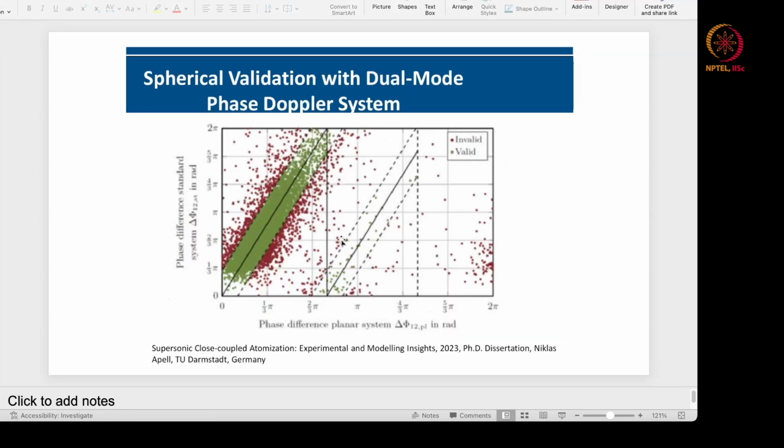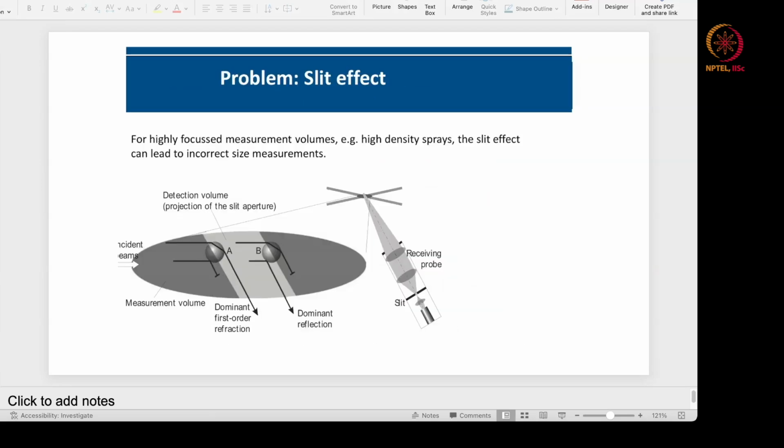This is also the same plot, showing how the spherical validation was done by Nicholas Appel. For highly focused measurement volumes, for example high density sprays, the slit effect can lead to incorrect size measurements. This is also something that you should note. The detection volume, the projection of the slit aperture for highly focused measurement volumes, high density sprays, for example, you have to account for that, because the slit effect can lead to incorrect measurement.